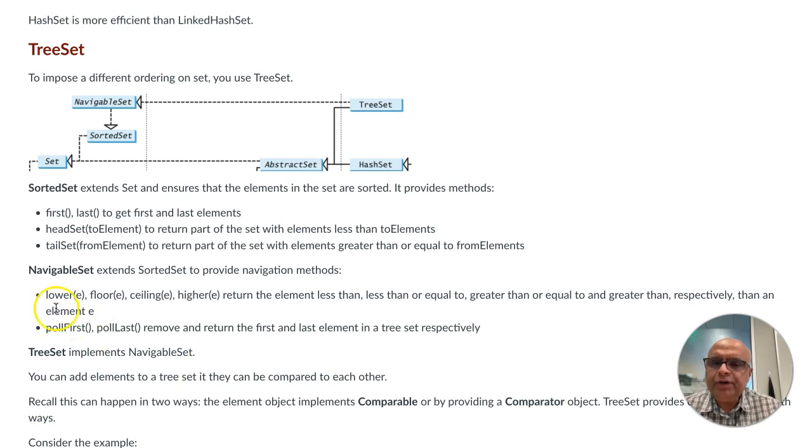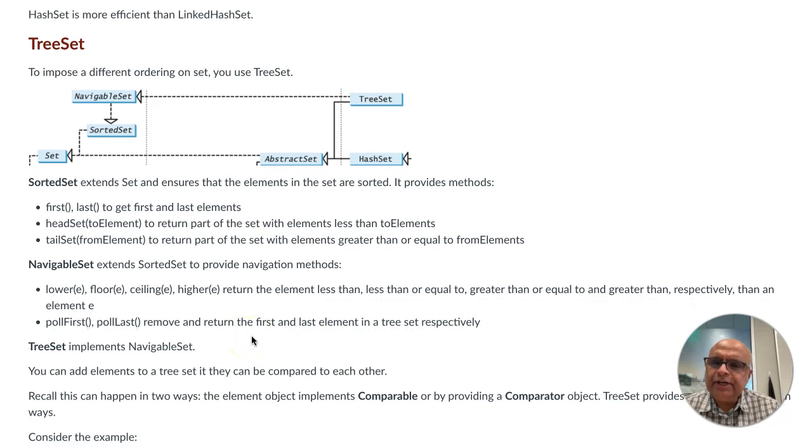higher, and they return elements that are less than or equal to, greater than or equal to, and such, the element E that's provided, and pollFirst and pollLast remove and return the first and last element. So it's added these things. Then a TreeSet is basically an implementation of all of those things and is a concrete class, right? You can add elements to a TreeSet and they can be compared to each other and things like that, right?